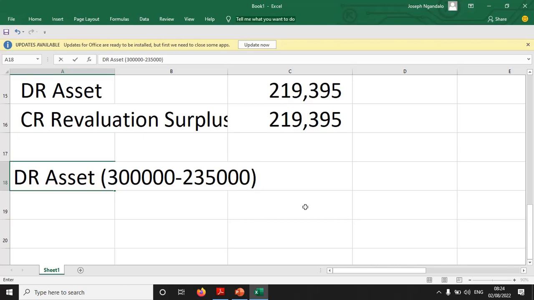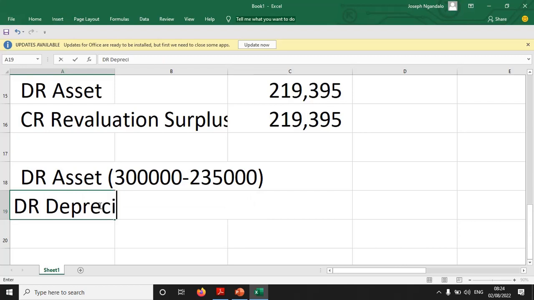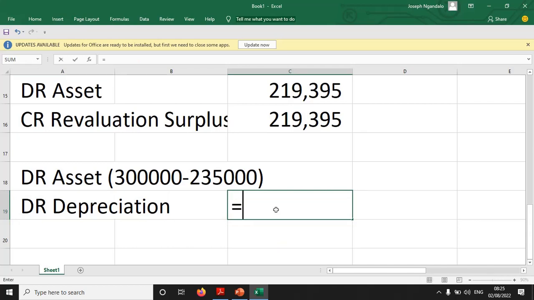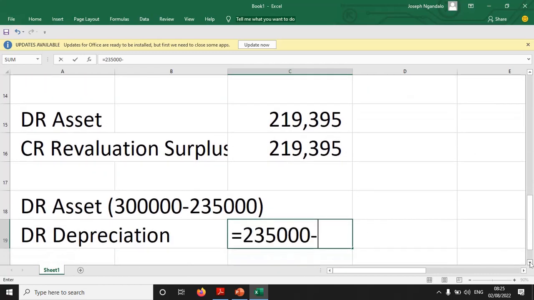And then he wants you to reverse the depreciation so far. Did you hear what I said? Reverse what? Depreciation so far. And how do we do that? It is simple. You say the same 235, right? Minus, what was the carrying amount of the asset after we had calculated everything? 80? 86 what? Is that correct?